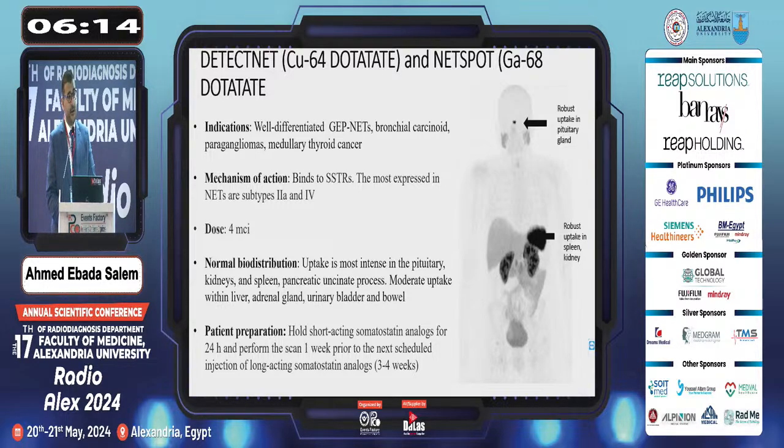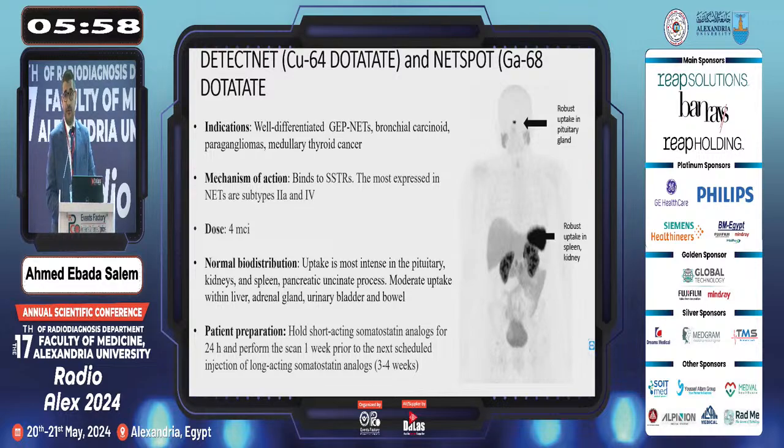The dose is significantly less compared to the FDG, so we give 4 millicuries. In the normal distribution, the uptake is most intense within the pituitary gland, the spleen, the uncinate process, and the kidneys.